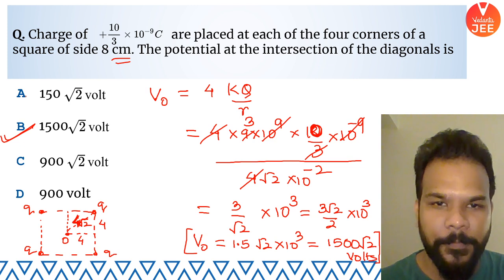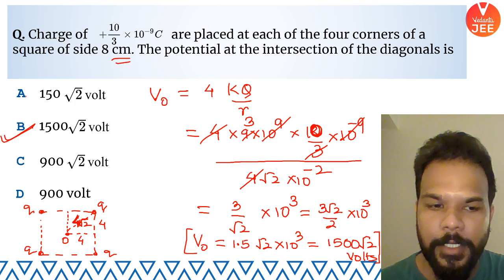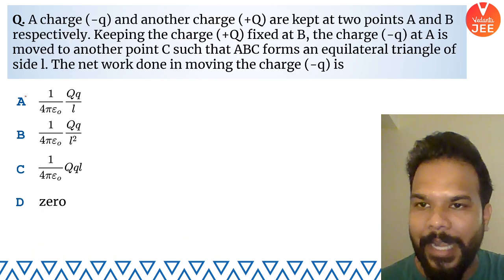Interesting, isn't it? Good. Remember, potential is nothing but work done only, but per unit charge. So you can simply just add the values.